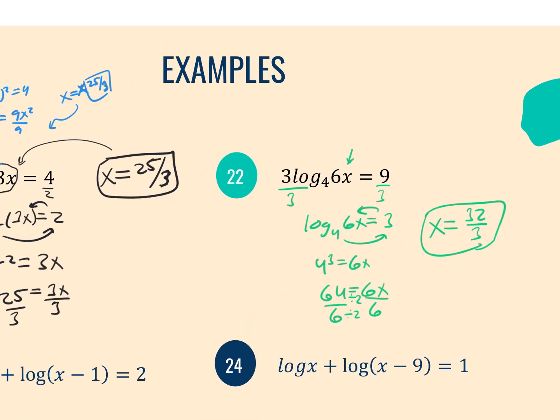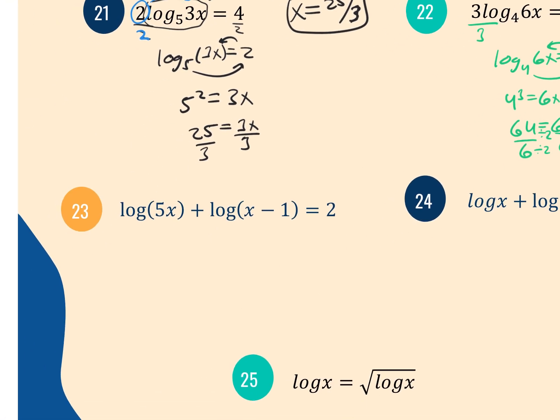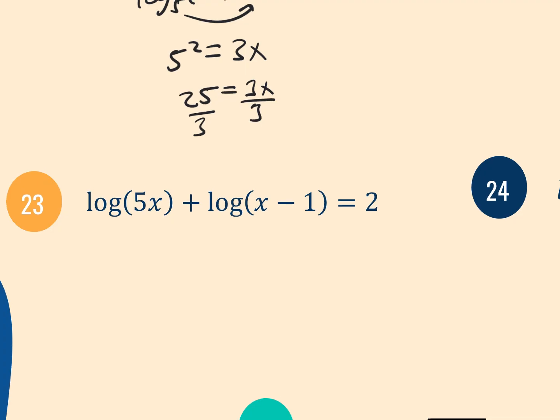All right, good. And then, okay, so let's try this one now. Again, I see a plus between 2 logs. That just means you're going to condense it, right? And it equals a number this time, all right? So let's just condense.